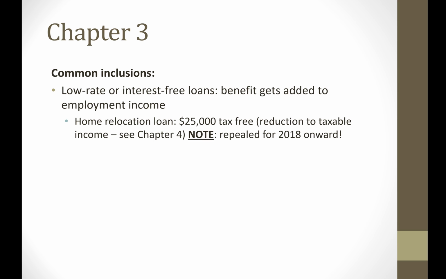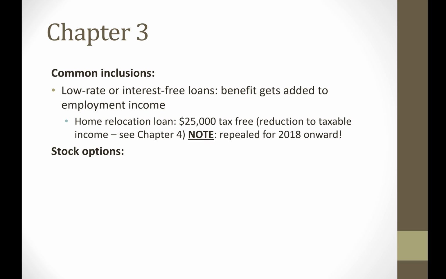If this is a home relocation loan, then there's a deduction that's made. Basically, the first $25,000 of the principal, based on the interest rate calculation, would be a deduction when we calculate taxable income. Now, the one thing to note is that this deduction for a home relocation loan, this first $25,000 of the principal that's tax-free, is repealed from 2018 onward. So 2017 would be the last year for this deduction.